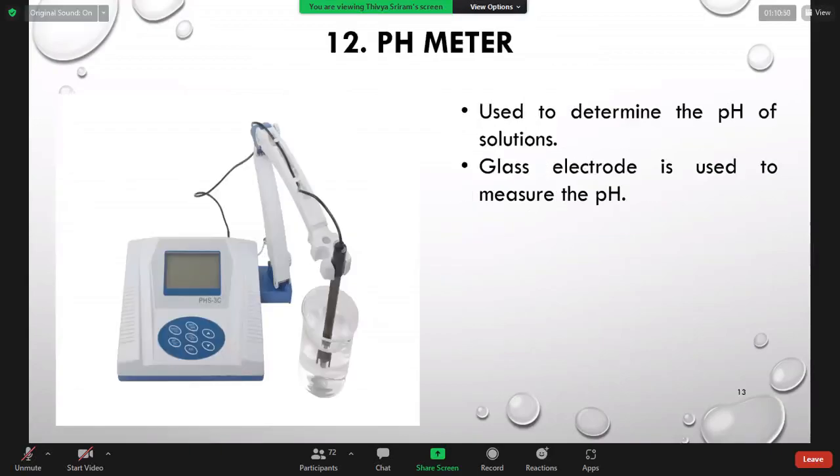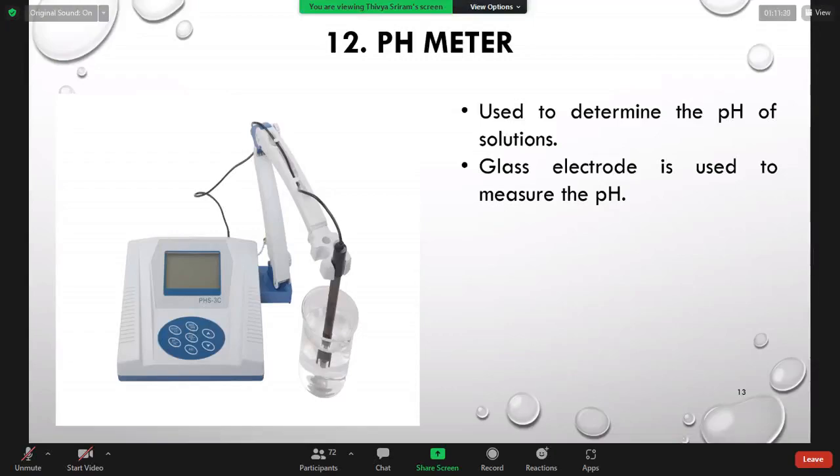And finally, we will see about the pH meter. Here, as we all know, the pH meter will be used in order to identify the pH of a particular solution. You have already studied that according to the pH range, we can identify whether the solution is acidic in nature, basic in nature, or in the neutral position. What we have to do is place the electrode inside the solution, and we can read the pH from the pH meter.